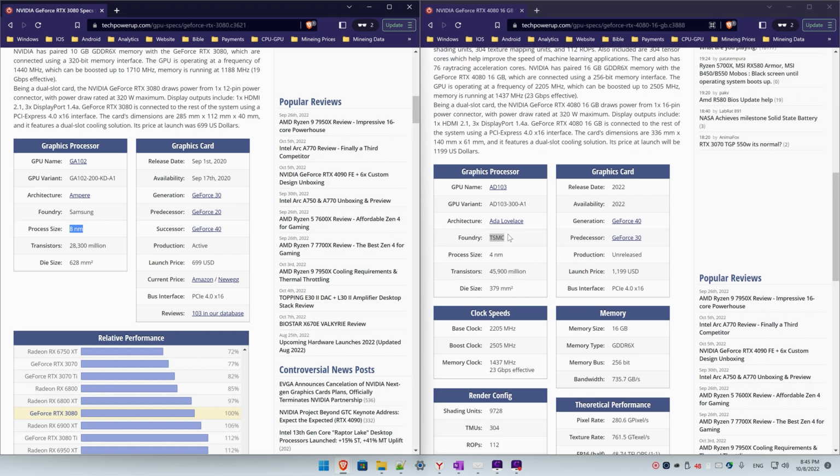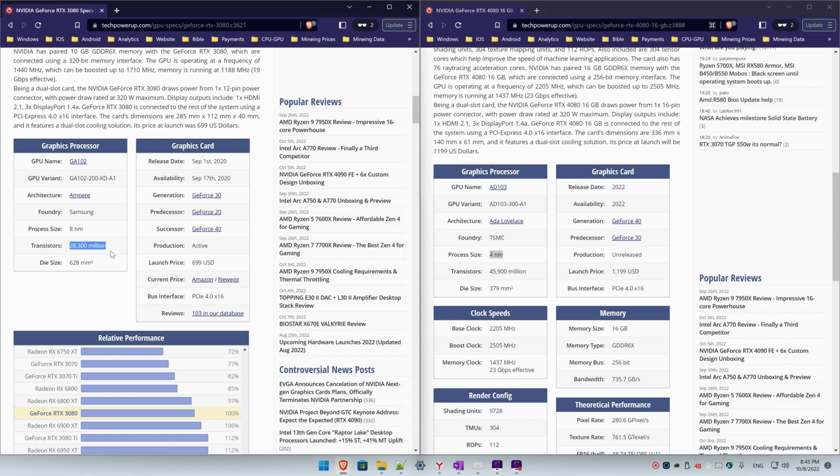Then when we go to the 4080, we switched the foundry from Samsung to TSMC. TSMC is the top-of-the-line foundry in the world. No one makes better chips than TSMC. And we also dropped down to 4 nanometers. So we had a huge upgrade in nanometers, which means we have more density. We're going from 8 nanometers to 4. We're also switching from Samsung, a lower quality foundry, to a higher quality foundry at TSMC.